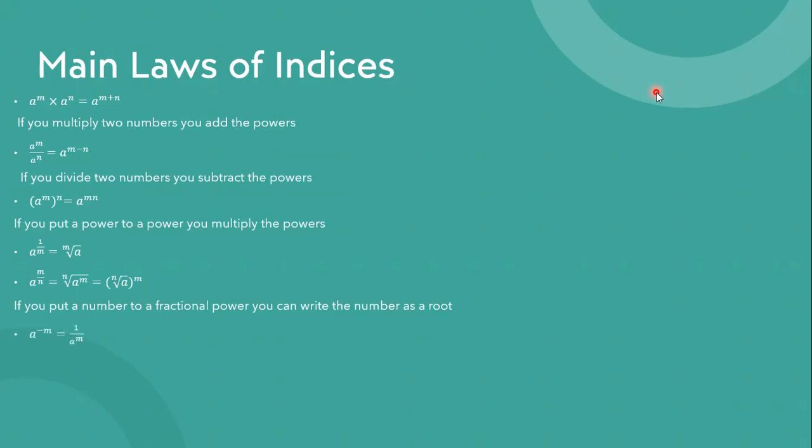A to the minus m is the same as 1 over a to the m. So a negative power means the number can be written as a fraction with the number to the positive power as the denominator. A to the 0 equals 1. Any number to the power of 0 is 1. That's all it is.